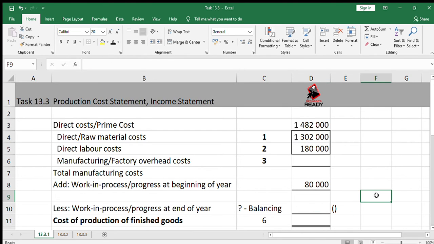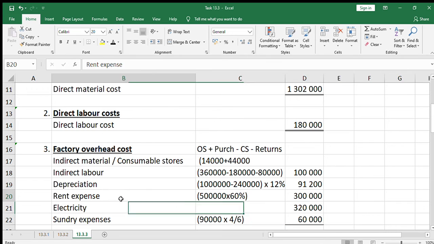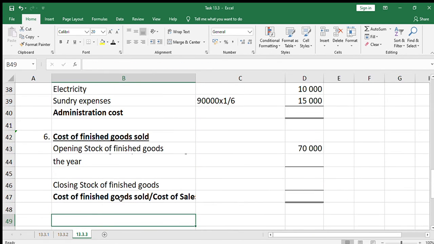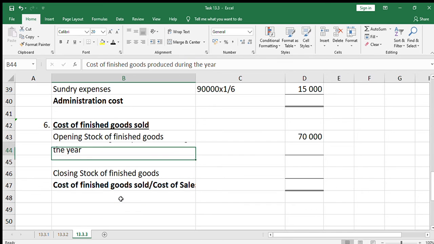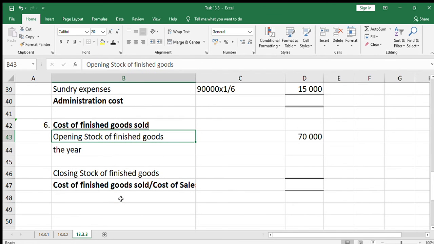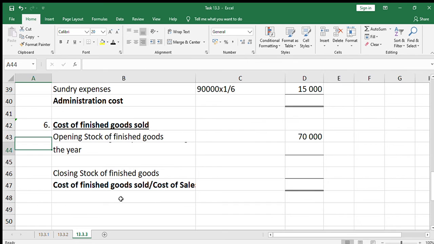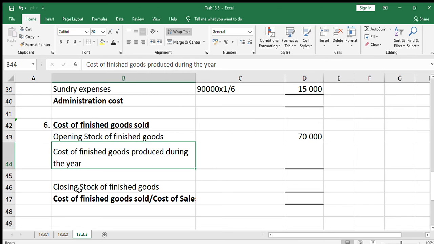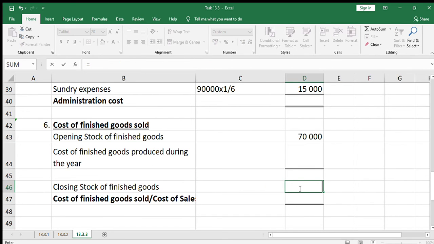Okay, then if you look at the third bullet, the finished goods stock account had a closing balance of 80,000. So I want you to go to the note 6. Okay, now note 6 is the cost of finished goods sold. We put in the opening stock here earlier, and now we're going to put this closing stock. Okay, remember closing stock must always go in brackets, so that is 80,000.